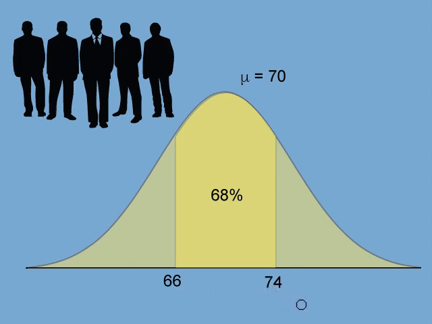The remaining 32% probability is split across the two outer extremes of data. This means that the probability that a random male has a height greater than 74 inches is 16%.